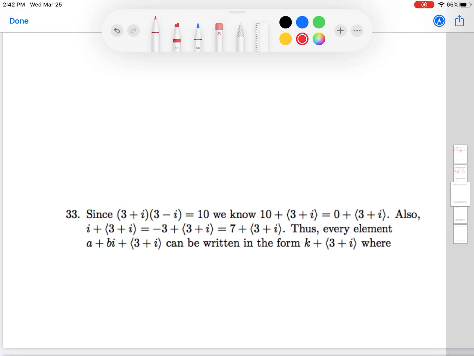So then how many elements do we have? Well, we would have an infinite number.